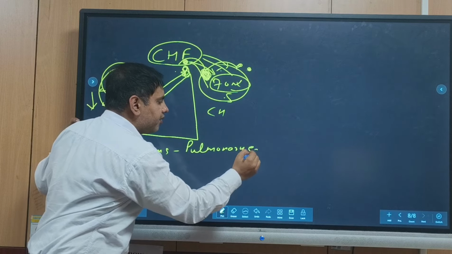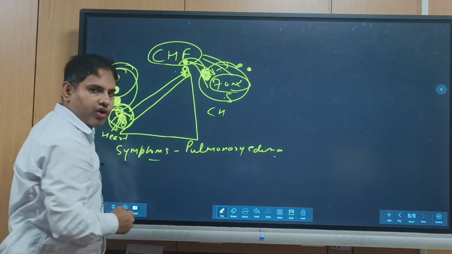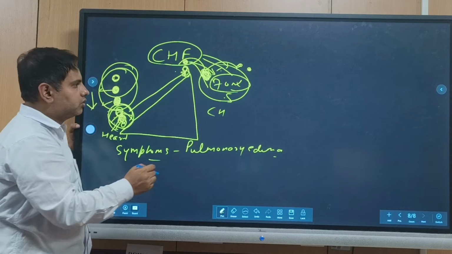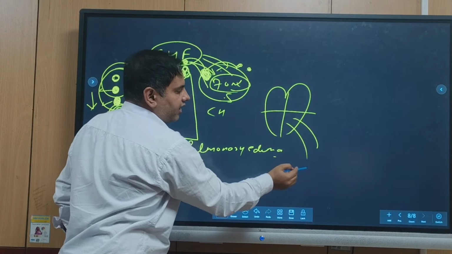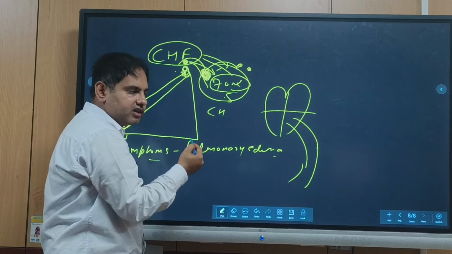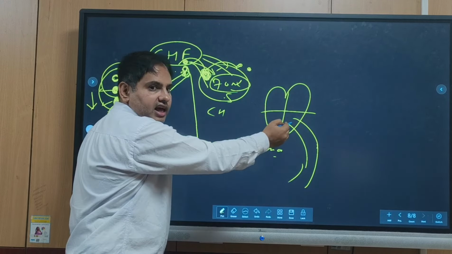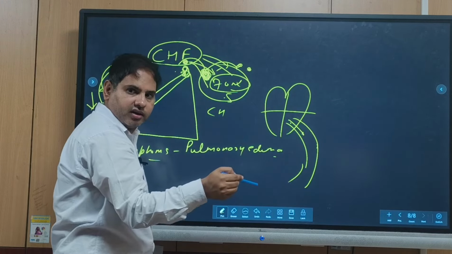And pulmonary edema will happen due to left ventricle failure. How? As you know, this is your left ventricle. The left ventricle is pushing blood to the aorta and then the arteries. So if the left ventricle is unable to push the blood further, what will happen?